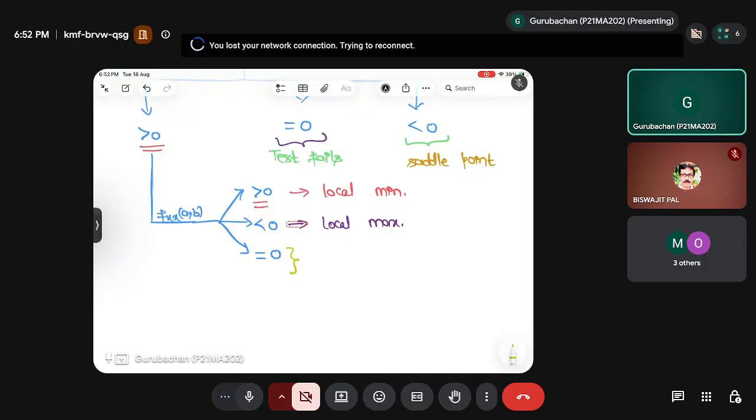So tell me, what can you comment if fxx, or I can say the double partial derivative with respect to x, is 0?